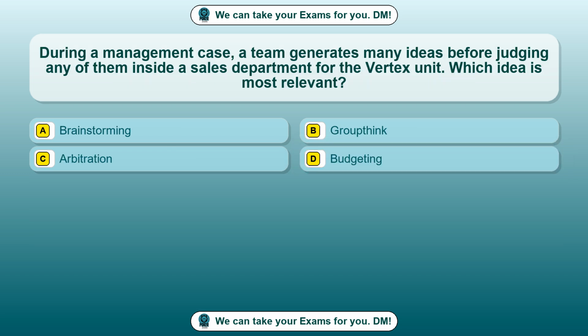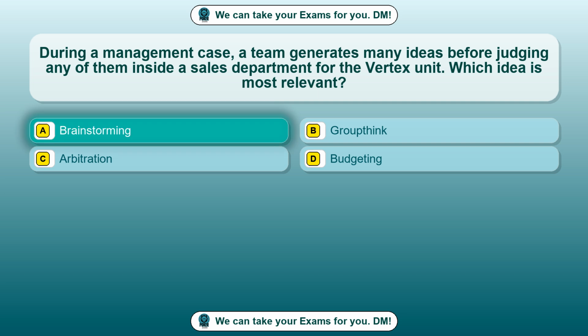Question 44. During a management case, a team generates many ideas before judging any of them inside a sales department for the Vertex unit. Which idea is most relevant? Option A, brainstorming. Option B, groupthink. Option C, arbitration. Option D, budgeting. The correct answer is option A, brainstorming.